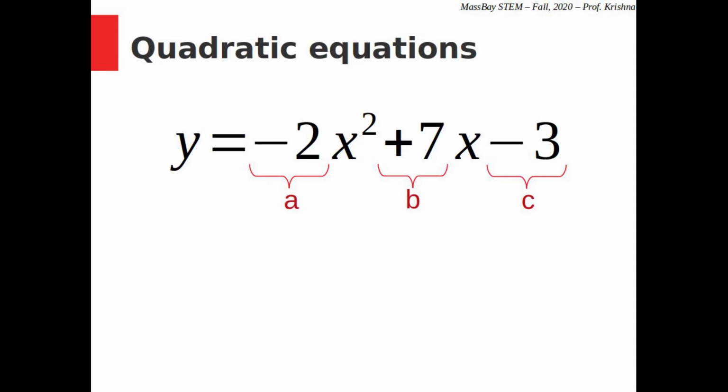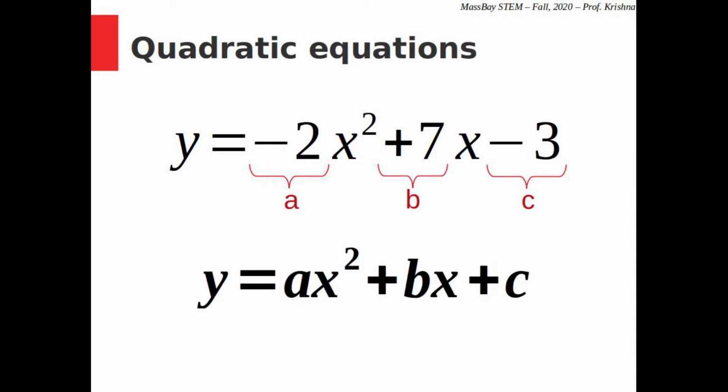All quadratic equations follow the same basic pattern. There is always an x squared, and it may be multiplied by a coefficient. We symbolize that coefficient as a. There is usually an x term, and it too might be multiplied by a coefficient. We'll call that b. And finally, there is usually another number added. We usually call that c. So the basic pattern of any quadratic equation is y equals ax squared plus bx plus c.